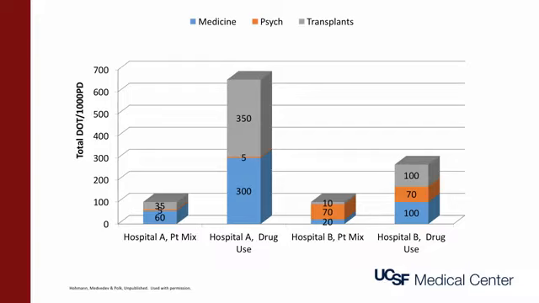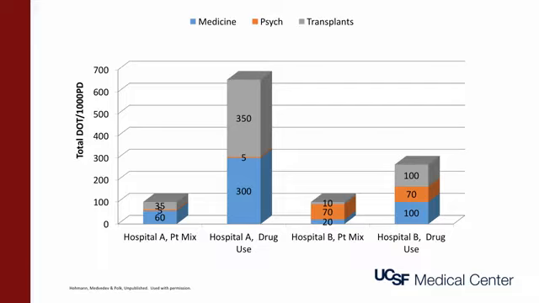This figure illustrates the impact that patient mix can have on utilization. In this hypothetical, and somewhat extreme for illustration purposes, example, two hospitals, A and B, have different percentages of patients on medicine, psychiatry, and transplant services.